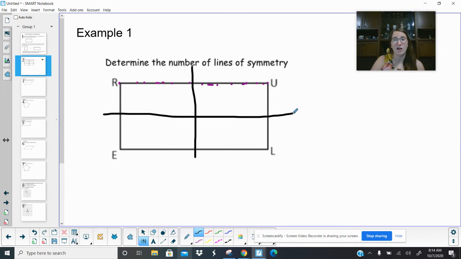We know we also have the long way as well, because if I were to fold over that line, R would fold down onto E, and U would fold down onto L. That's good. This shape then has two lines of symmetry. So anytime you're trying to test a line of symmetry, ask yourself, if I folded over this line, would my points fall back onto each other? I need R to be able to fall onto a point. Otherwise, it's not a line of symmetry.